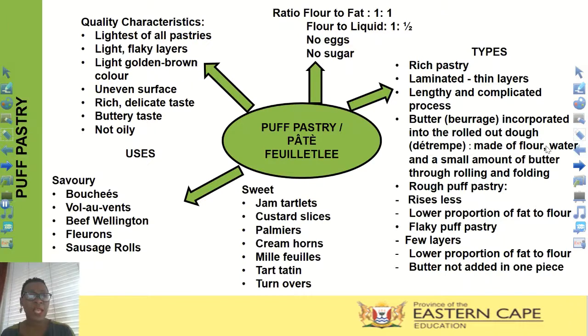The products that you can make from puff pastry: your savory products will be your bouchées, your vol-au-vents, your beef Wellington, your fleurons, your sausage rolls. Your sweet pastries will be your jam tartlets, your custard slices, your palmiers, cream horns, mille-feuille, tarte tatin, and turnovers. Don't be stressed now. Don't worry.